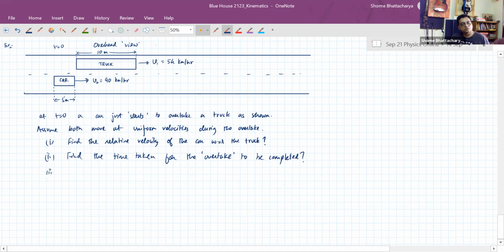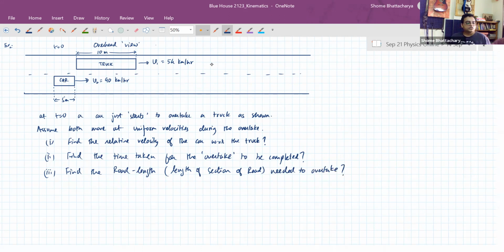And third, find the road length, that is the length of the section of the road needed to overtake. Okay, so just try out this question.